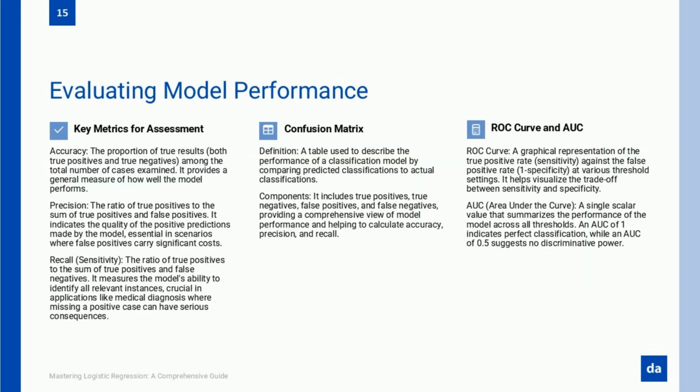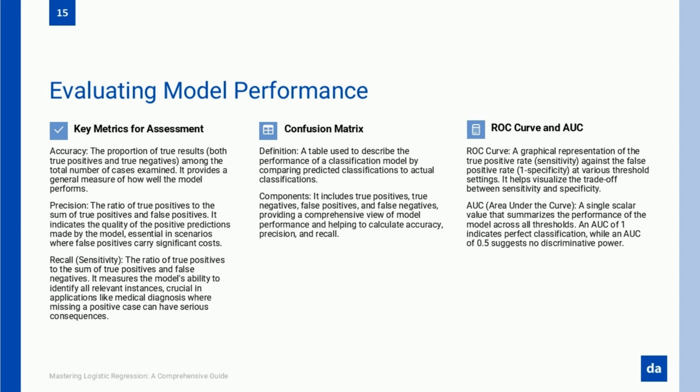Can you picture this? You're watching a crime thriller. The detective has all the evidence, the fingerprints, the motive, the surveillance footage. They've built their case. They're confident they've got the right suspect. The courtroom is silent as the verdict is read. Guilty or not guilty? But what if they got it wrong? What if they accused an innocent person? Or worse, let the real criminal walk free? That's exactly what happens when we don't properly evaluate our logistic regression model.